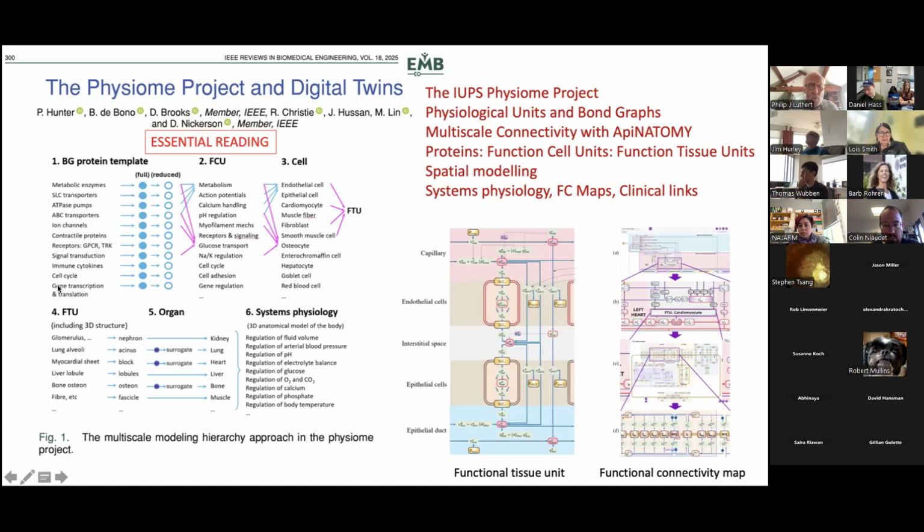Just to pull out one fragment of it, they go through the hierarchy of models for complex physiology, and the lowest level is at the protein level, so that's 1 over here on the left. BG stands for bond graph, which I'm going to talk about in a moment. And you'll see that at the top of that list is metabolic enzymes, and immediately underneath that, SLC transporters and ATPase pumps.